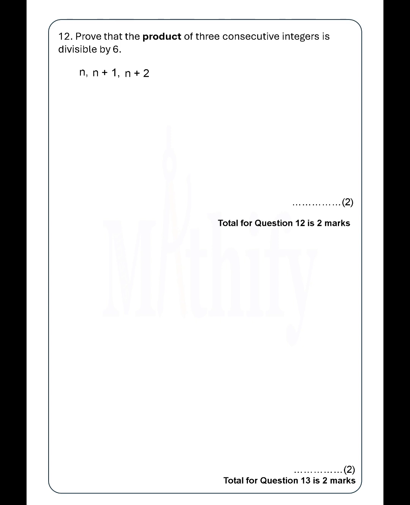Now to work out the product of three consecutive integers, in other words, the product of n, n plus 1, and n plus 2, we multiply all three of them. So n times n plus 1 times n plus 2. Let's say, for example, n is equal to 2. So the first consecutive integer, 2, multiplied by 2 plus 1, multiplied by 2 plus 2. 2 plus 1 is 3. 2 plus 2 is 4. So 2 times 3 times 4 is equal to 24.